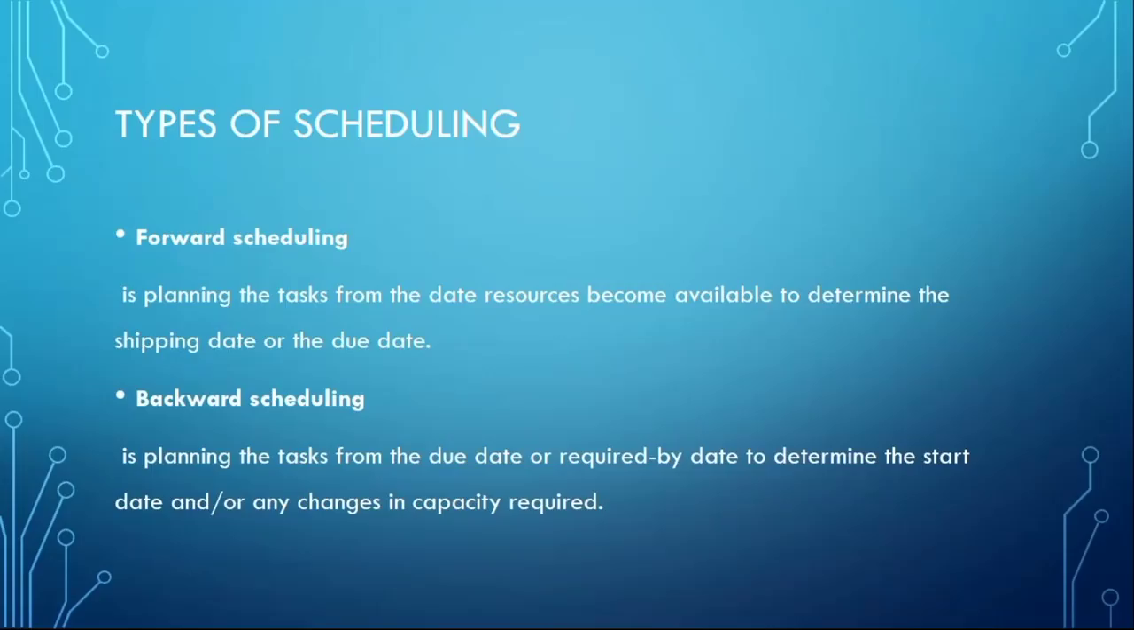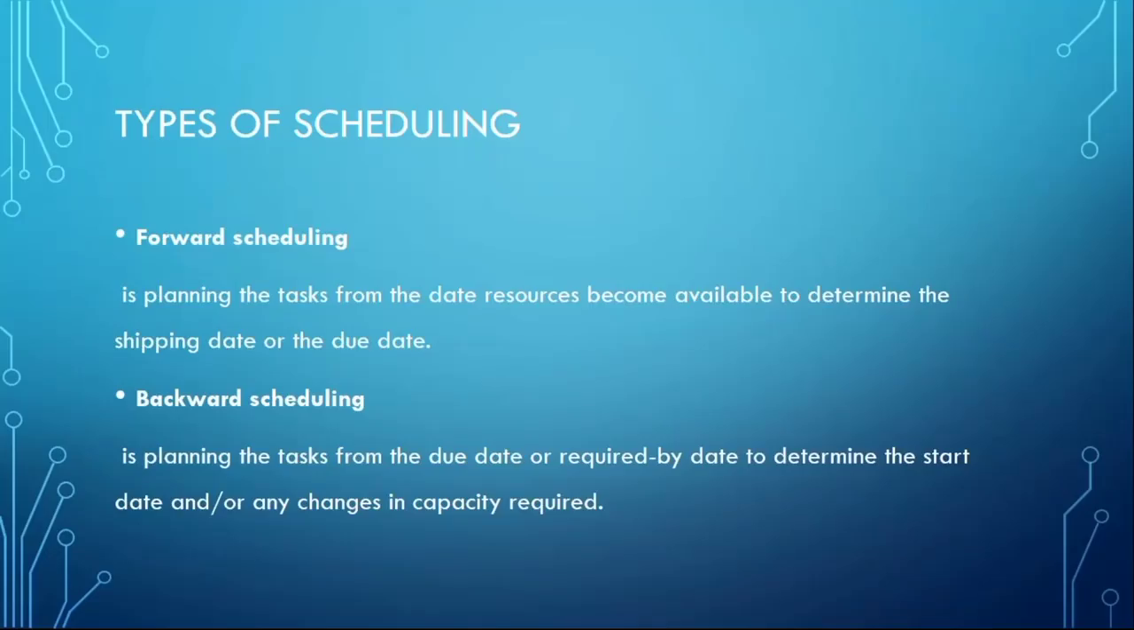So until the resources are made available, you cannot schedule those tasks. To complete that task, we need those resources. So we cannot schedule the task until the resources are available. But once the resources are available, you can start planning for the task. That kind of scheduling that is determined by the availability of resources is what is referred to as forward scheduling.